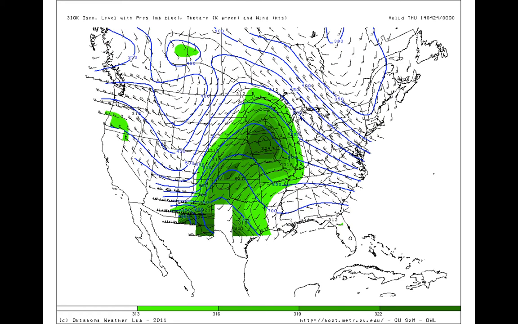And I went ahead and pulled the 310, and this shows about when the isentropic lift stops. The wind barbs become mainly parallel to the isobar at 600, so you can expect that mixed layer to be capped probably right around 600.